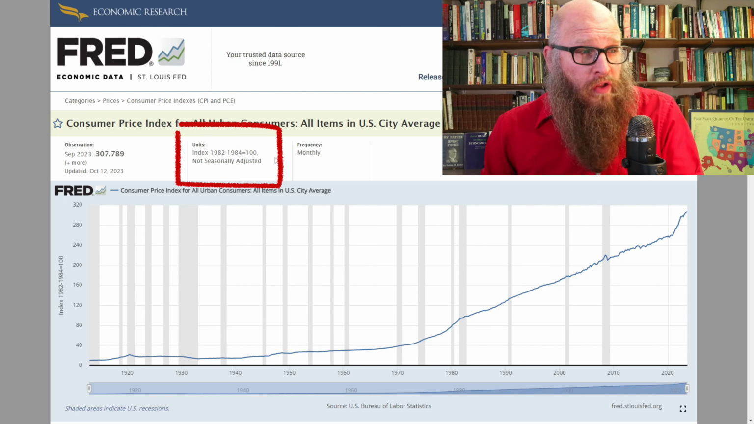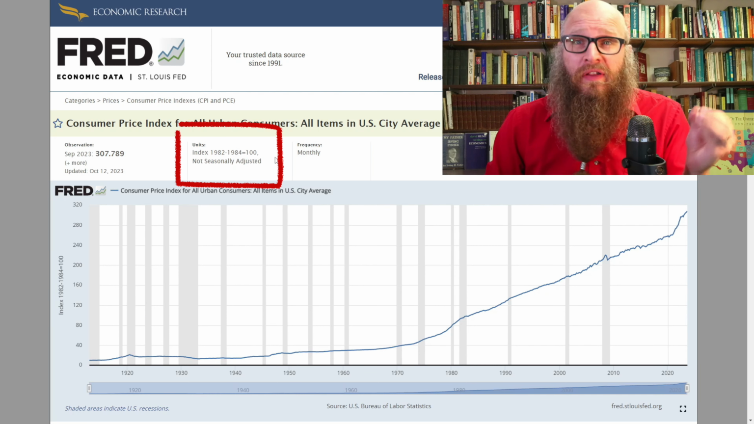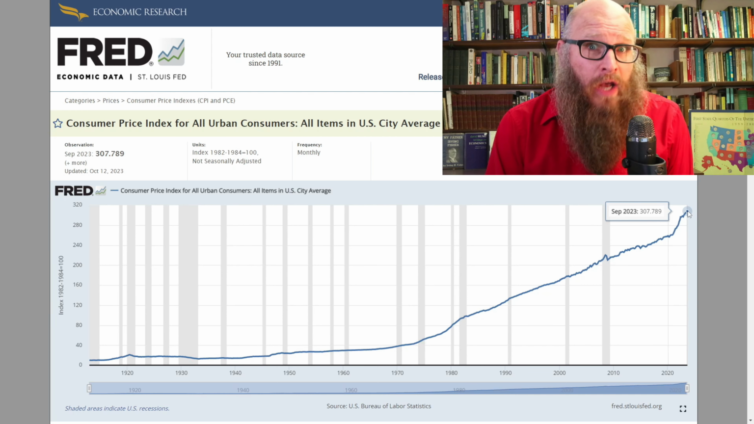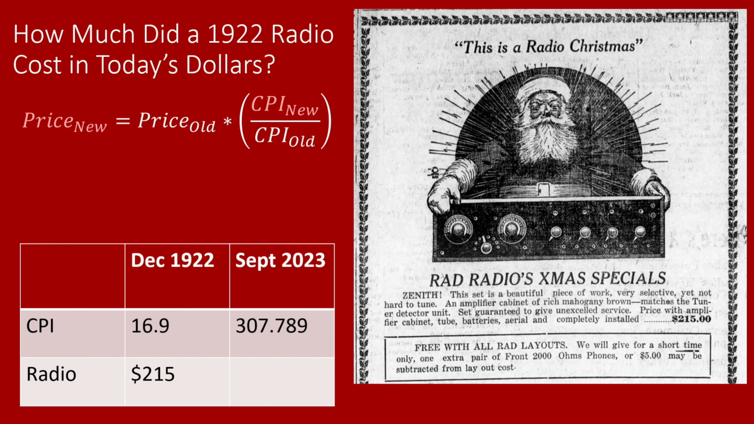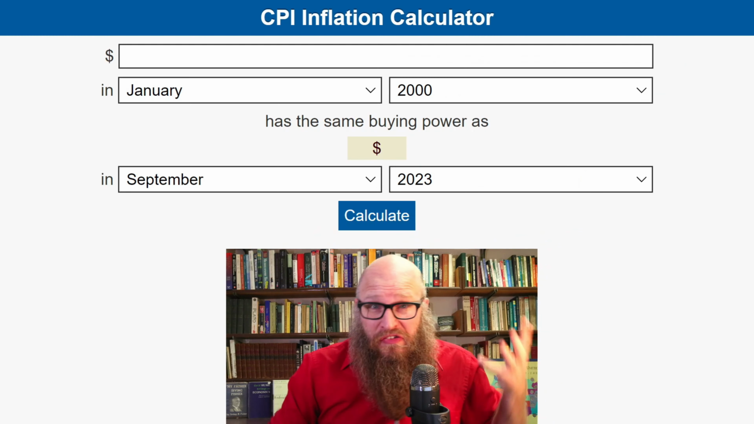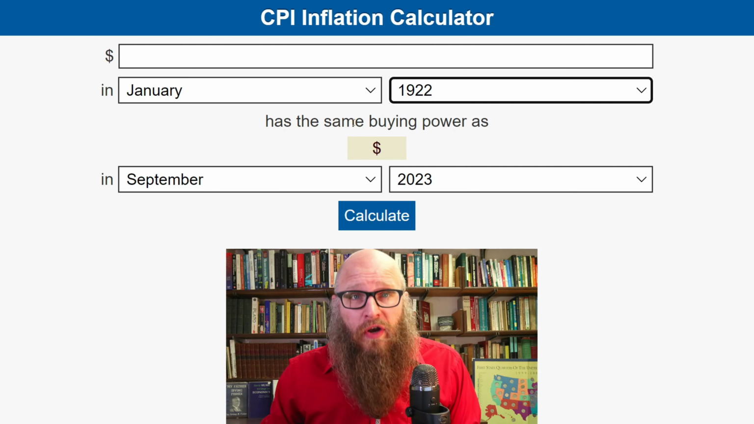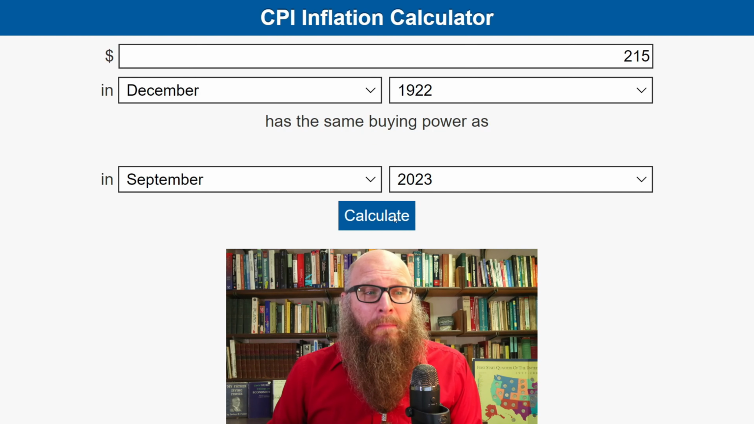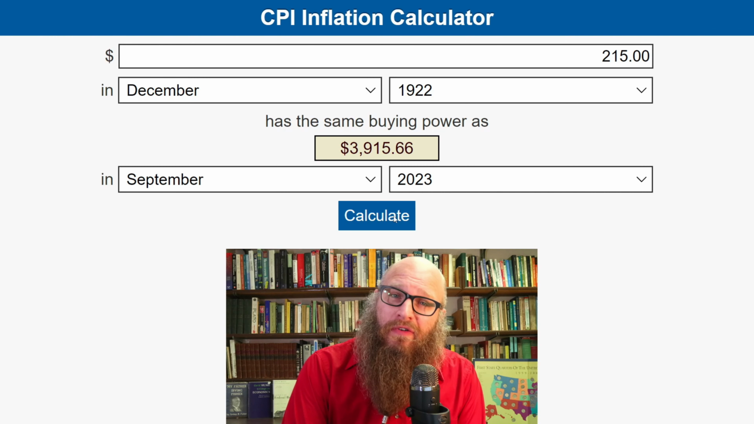Now, recall the particular units for this is that the index of 1982 to 1984 is equal to 100. Bringing it forward to today, the Consumer Price Index is 307.789. Now we've collected all of the pieces here. Plug this into our formula. The new CPI is 307, the old CPI is 16.9, and the old price is $215. You plug this all into a calculator and you get the equivalent price today of $3,915.66. We can check this to see if we get the same method as the BLS. Go to the year 1922, month of December, $215 has the same buying power as nearly $4,000 today.